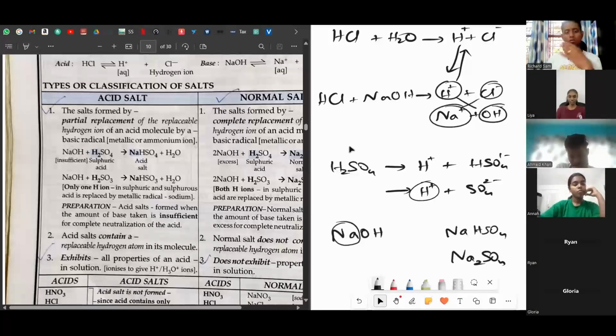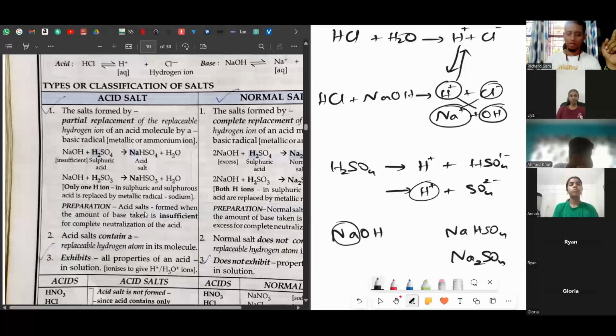So how do you make a normal salt? How do you make an acid salt? When you make an acid salt, you have to go slow. Like if you're giving temperature, give less temperature. Don't go full on. Like, if you're giving catalyst, don't put too much catalyst. Go slow. Then you'll have partial replacement.